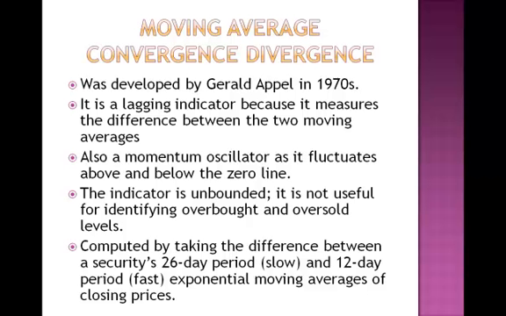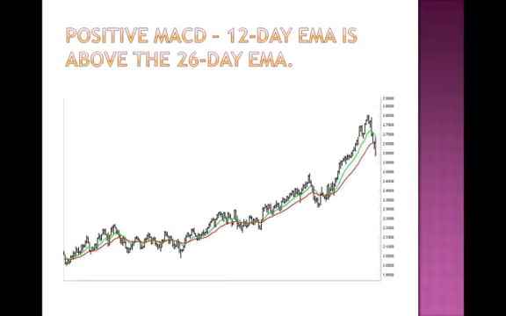MACD is computed by taking the difference between a security's 26-day period and 12-day period exponential moving averages of closing prices. On the next slide, I will show you how to enter the market using the two moving averages.